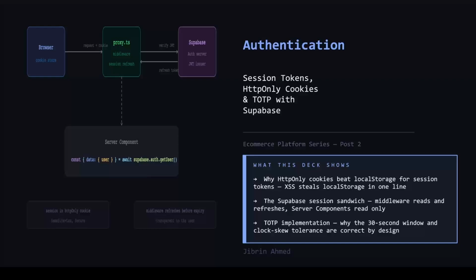The right way to design authentication is to start with the threat model. What can go wrong, and what mechanisms prevent each failure, and then implement the mechanism. The common mistake is to start with the implementation and assume it's secure. I'm building an e-commerce platform with Next.js and Supabase. My authentication layer uses HTTP-only cookies for session storage, Supabase's built-in session management for token refresh, and TOTP as a second factor. This video is about why each decision closes a specific attack vector.